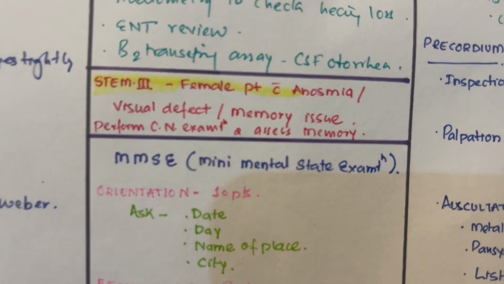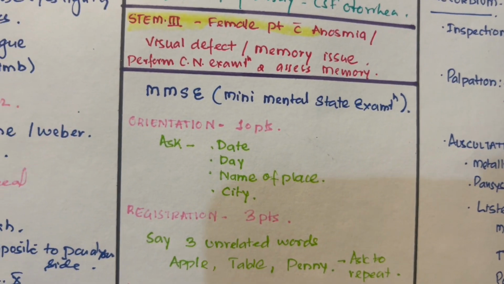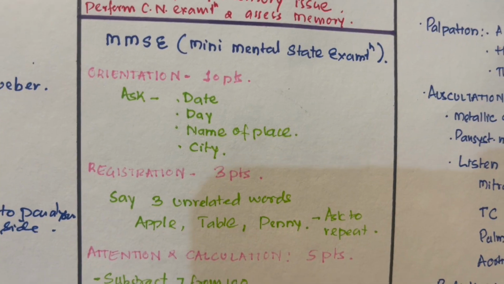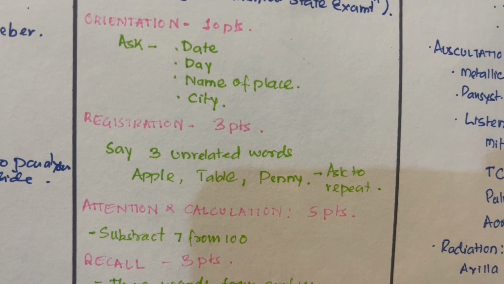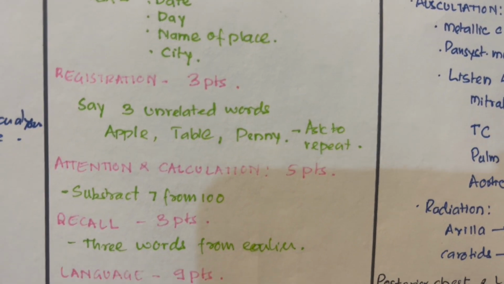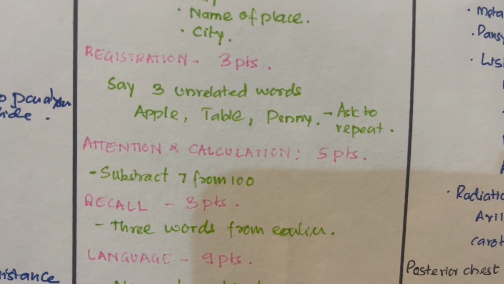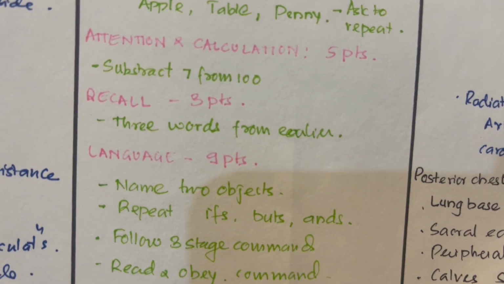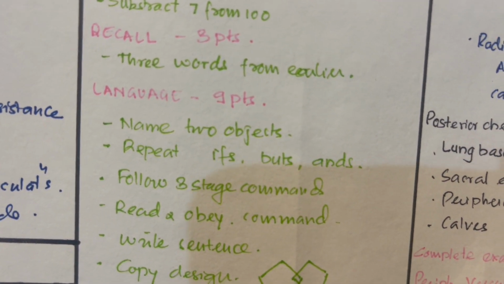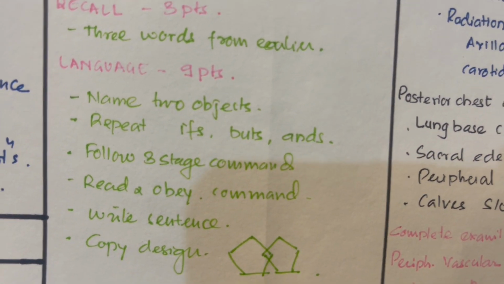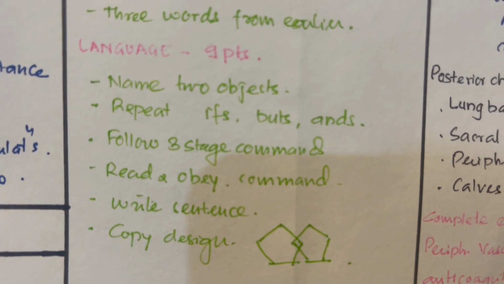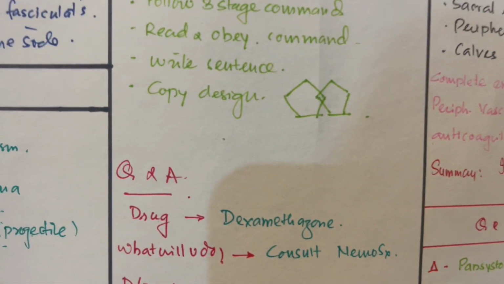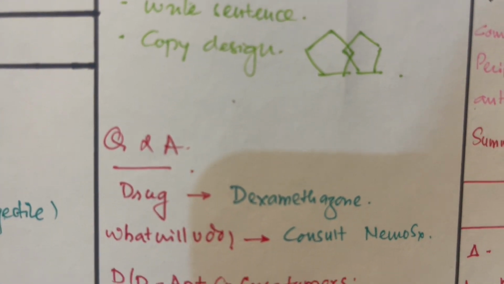Female patient, anosmia, visual defect, memory issue, perform CNS examination. For the mini mental state test, you ask questions: orientation 10 points, ask for the day, date, name of the place, city. Registration 3 points, say apple, table, penny, and ask to repeat. Attention and calculation 5 points, subtract 7 from 100. Recall 3 points, the 3 words from earlier. Language: name 2 objects, repeat 'no ifs, ands, or buts', follow a 3-stage command, read and obey a command, write a sentence, copy this figure.